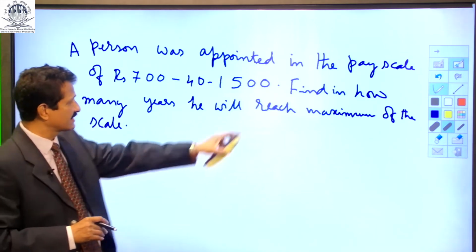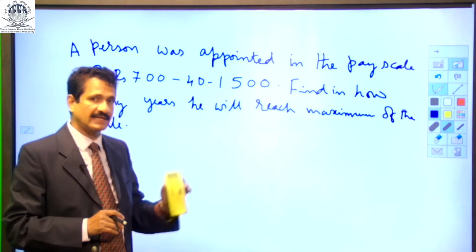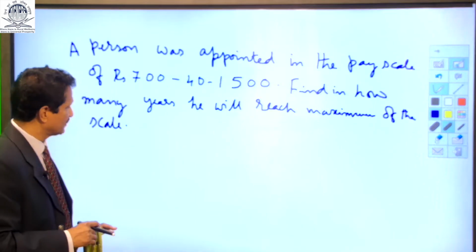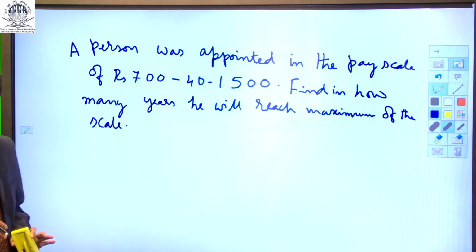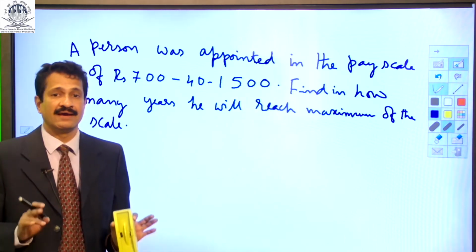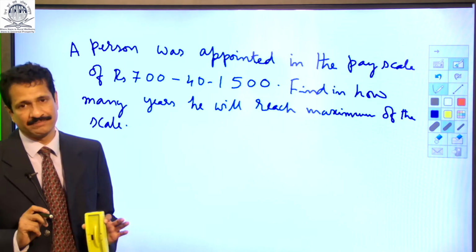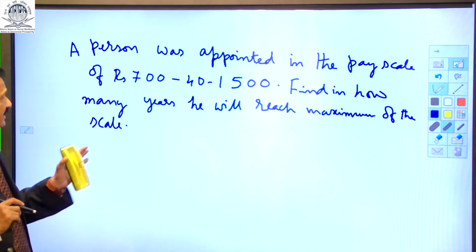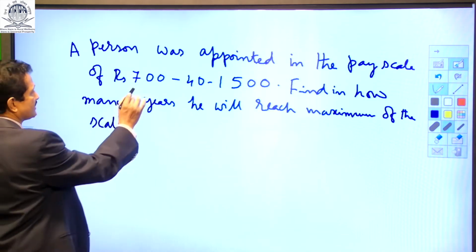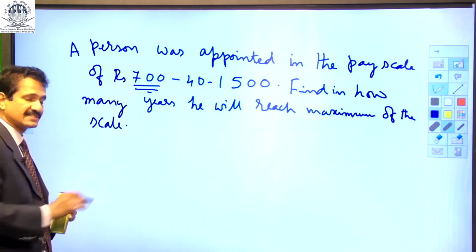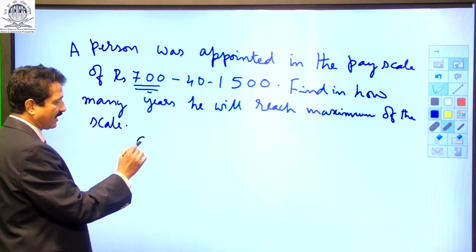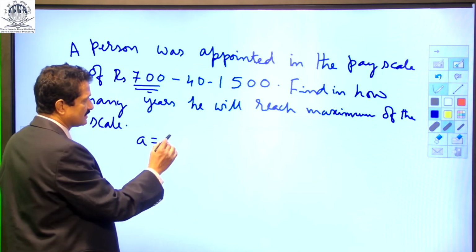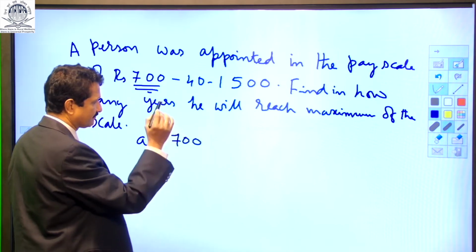So the maximum of the scale is 1500 rupees. So that is the maximum he will reach. So we will have to find in how many years he will reach the maximum of the scale. This problem is typically an arithmetic progression problem. Here our initial term is 700. This is the initial salary that this person is drawing. So I can say A is equal to rupees 700.